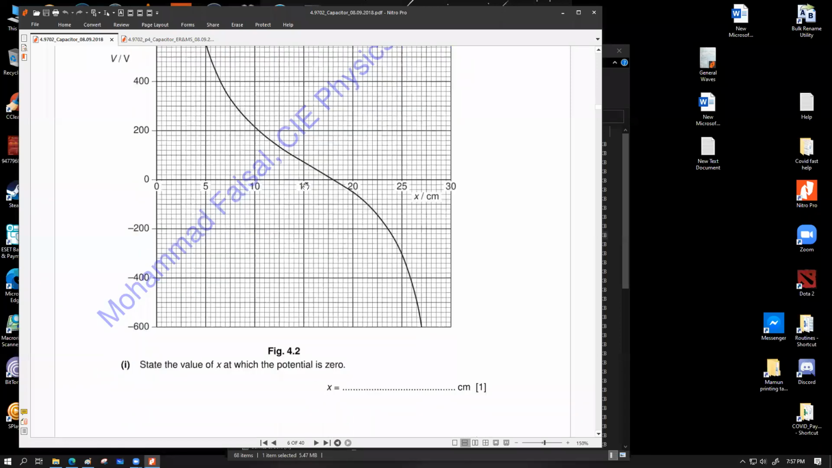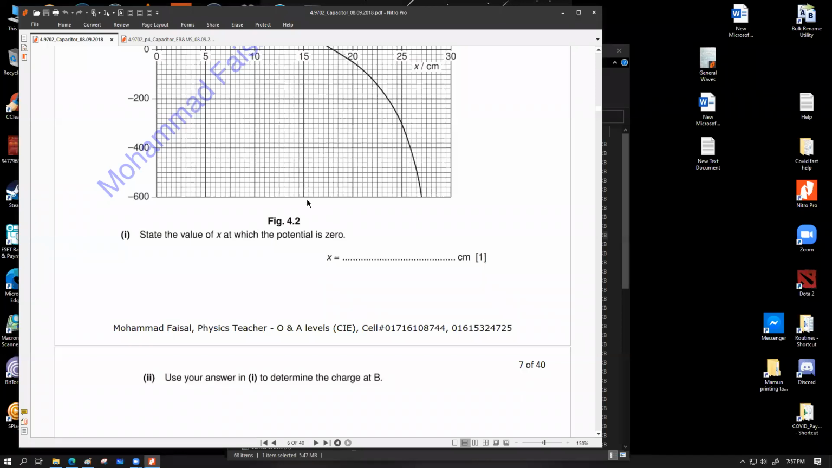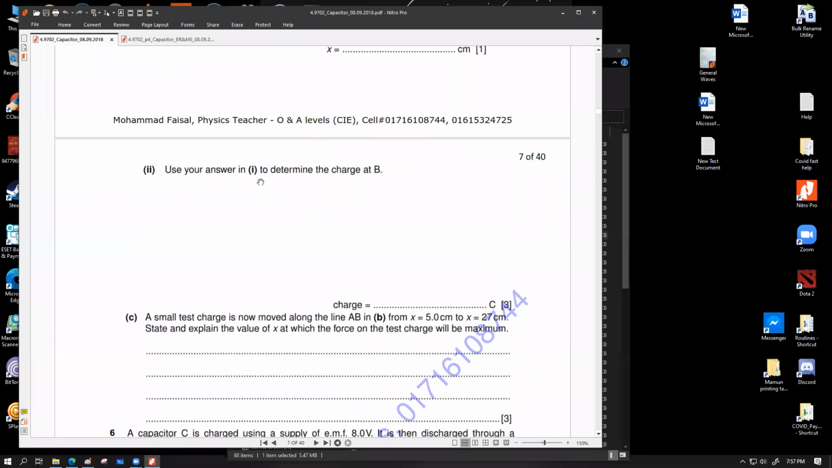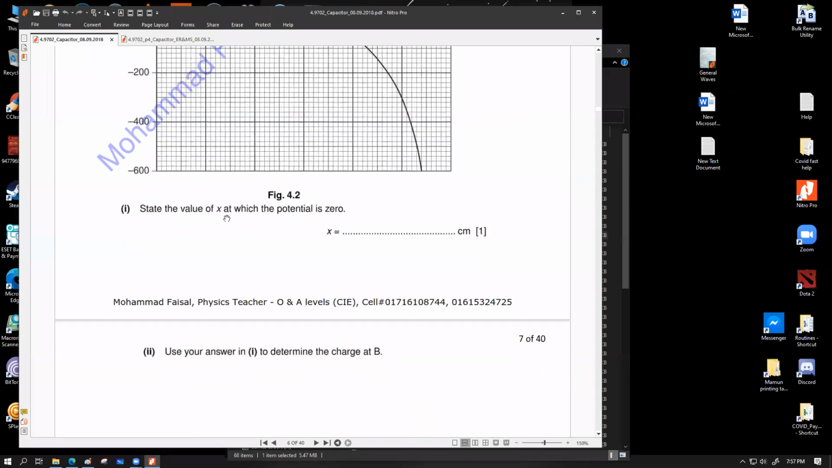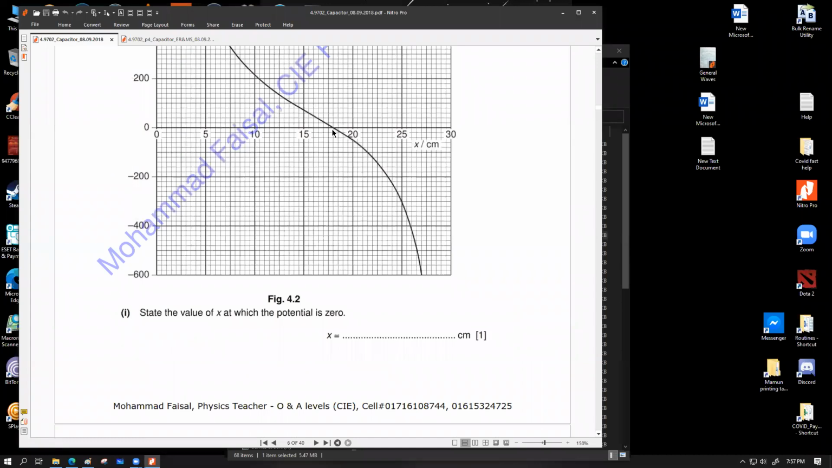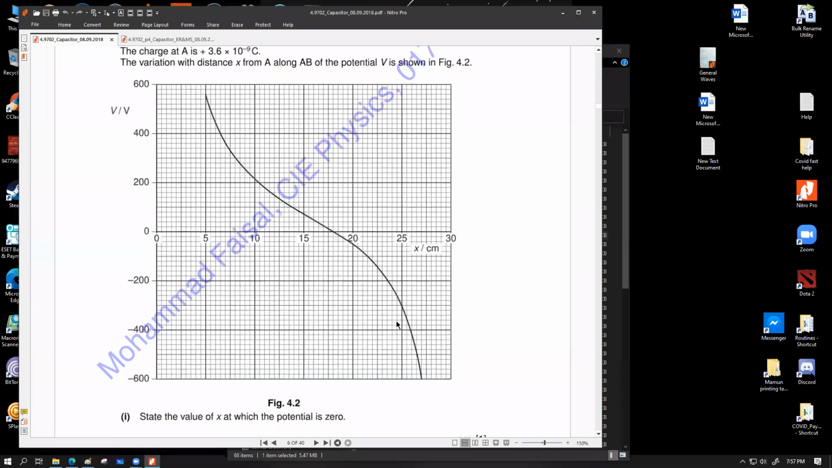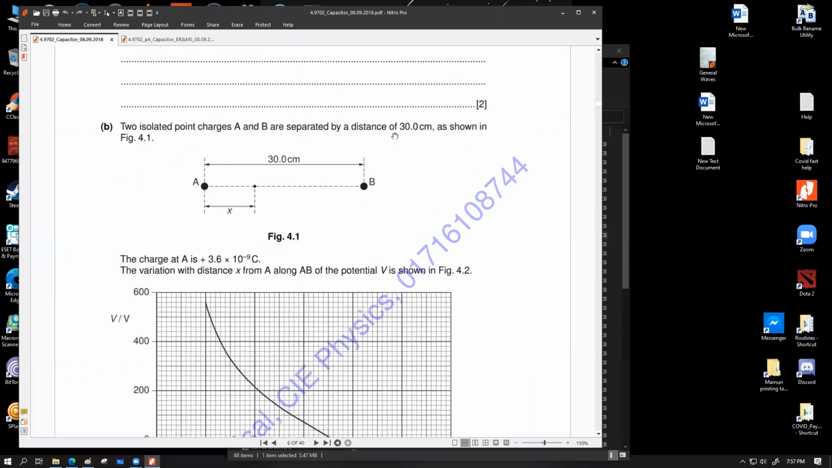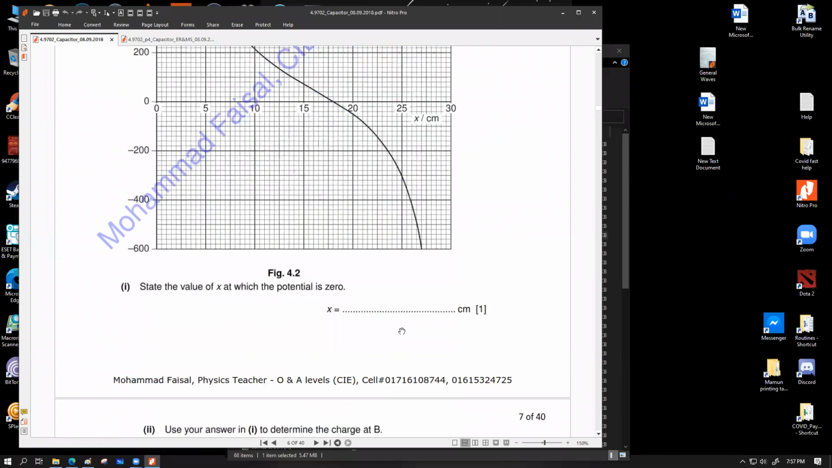Okay sir. That's it. Sir, I could not do 5 B2. Use your answer in 1 to determine the charge at B. State the value of x at which the potential is 0. Potential is 0 here, that is 18.0 centimeter. So you should write 18.0 because this is labeled as 30.0. So you prefer to write 18.0 over here.